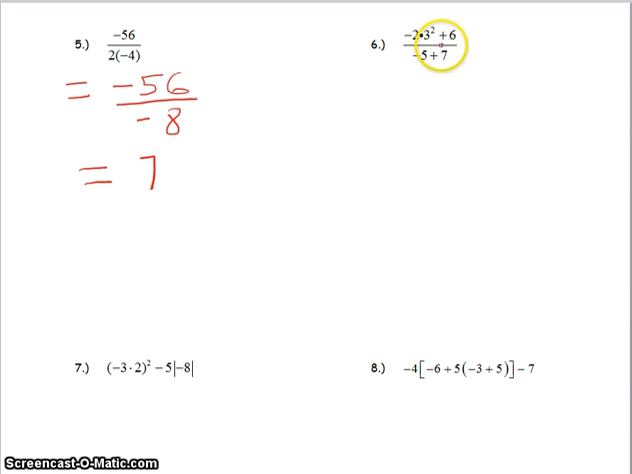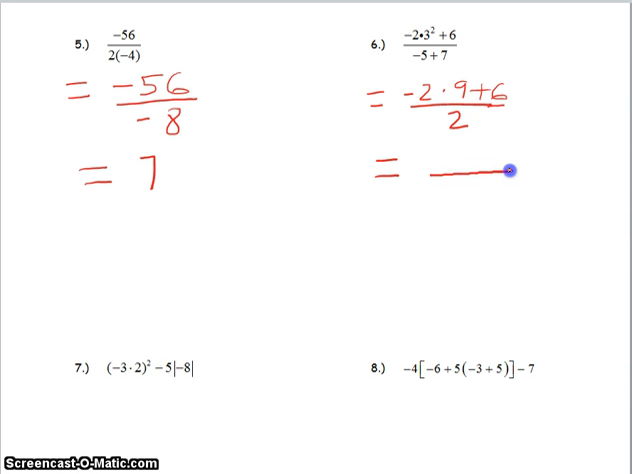Now again, since this is a fraction, we can do everything in the numerator at the same time that we're doing everything in the denominator, and then we divide the two results at the end. So we start with the numerator here. In the numerator, we do the exponent first. We have negative 2 times 9 plus 6. Now in the denominator, we have negative 5 plus 7, which is 2.